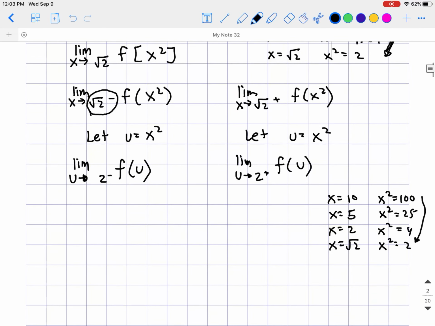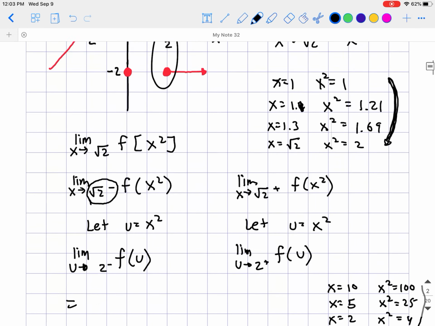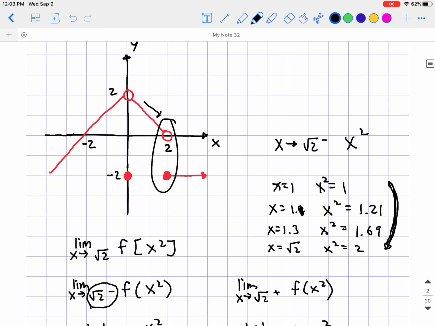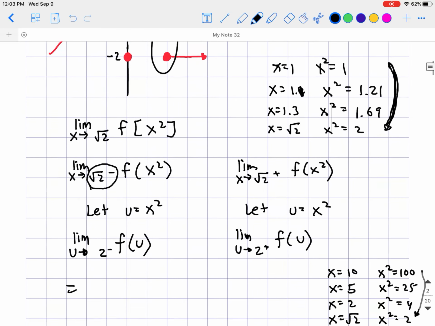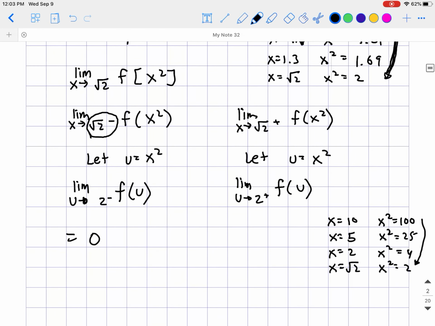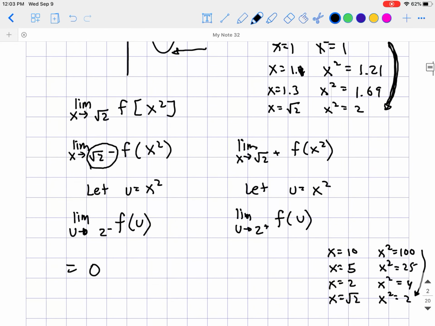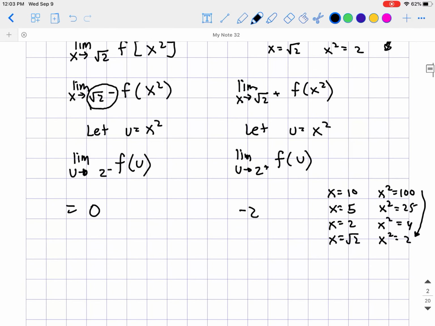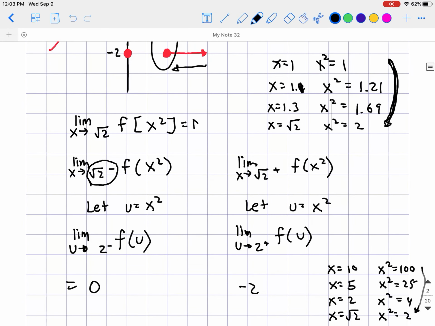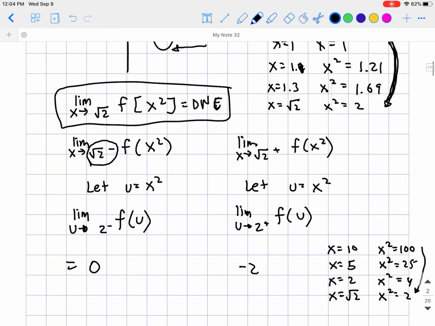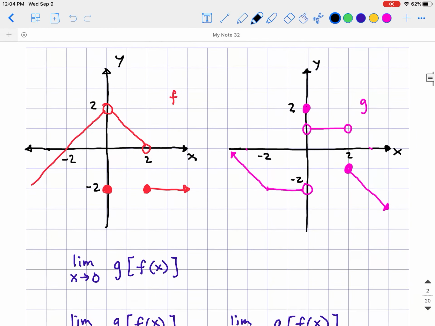So here's 2, and then I want to see what happens when it comes from the left-hand side according to this one. So in this case, coming from the left-hand side, my graph, the y value is getting closer and closer to 0. So that's going to be my answer on the left. But coming from the right-hand side, that means I'm coming this way, and you'll notice that the limit over there is equal to -2. And because these two do not match each other, my final answer is that this does not exist, because the limit coming from the left is not the same as the limit coming from the right.